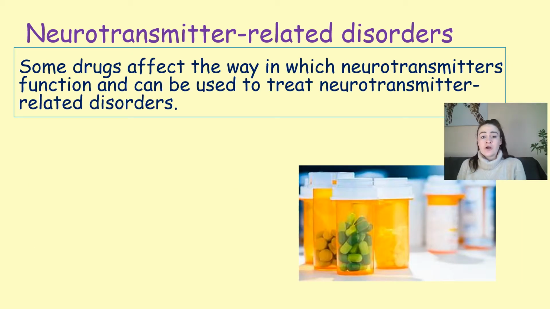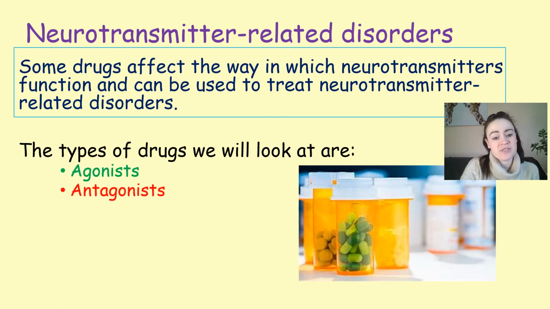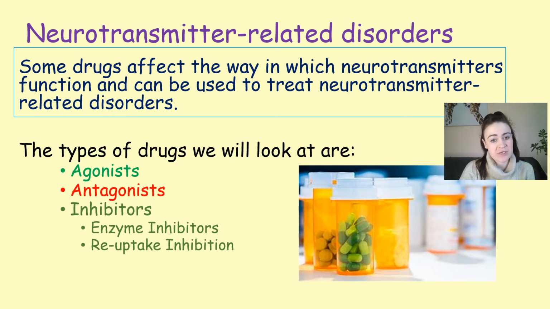Now, there are lots of drugs that can treat neurotransmitter-related disorders, and these drugs will interact with the neurotransmitter pathways that are affected. So we're going to be looking at three categories here: agonists, antagonists, and inhibitors. And within the inhibitors, we're going to look at enzyme inhibitors and reuptake inhibitors. Now, I'm going to go over each of these.